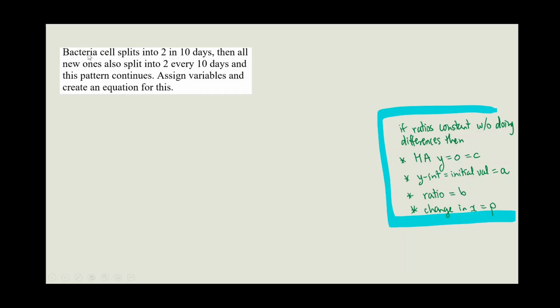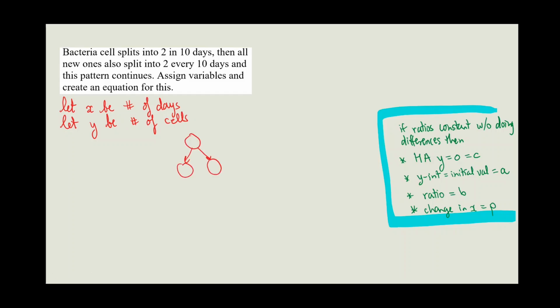We have a bacteria cell that splits into 2 cells, so one cell becomes 2 cells in about 10 days. Then all the new ones also split into 2 every 10 days, and this pattern continues. We're going to do let statements, so assign variables, and create an equation. So the independent variable x would be number of days, and the dependent variable y will be number of cells we have at that particular day.